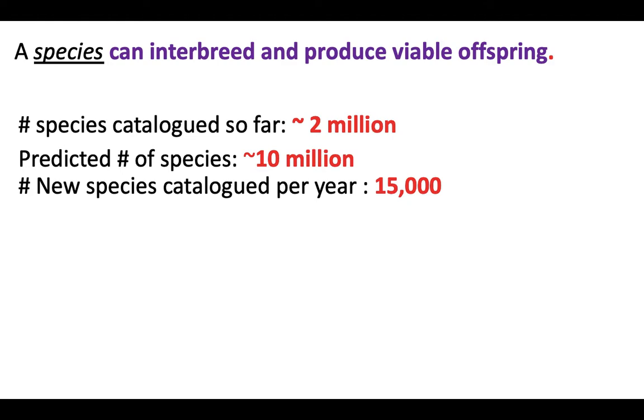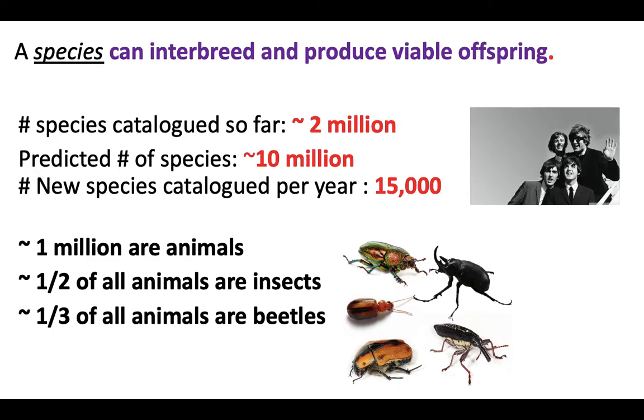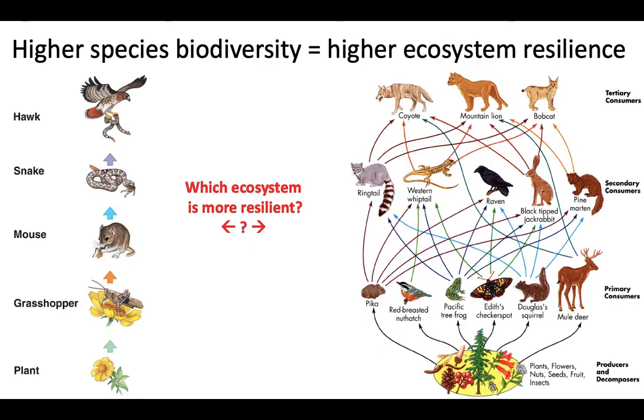This fact is going to blow your mind, because it blows my mind every time I think about it. Of the 2 million species we've cataloged, about 1 million of them are animals. That's about a half are animals. And of those million animals, half of them are insects. Okay? And of those million animals, a third are beetles. A third of all species of animals are beetles. 300,000 or so, 333,000 species of beetles alone. That's a lot of beetles. Anyway, that's pretty cool, I think.